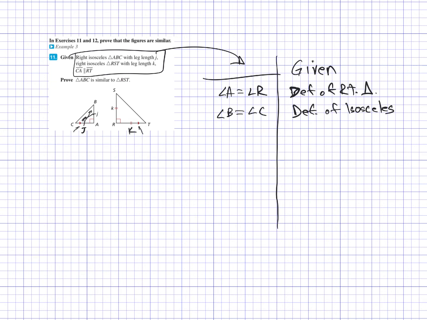Okay, and the same thing on the other side. You have angle T is congruent or equal to angle S. Same thing, definition of isosceles triangle, base angles are the same. This would be the converse of the base angles theorem, so technically I guess that would be what you would have to say, but this is okay.